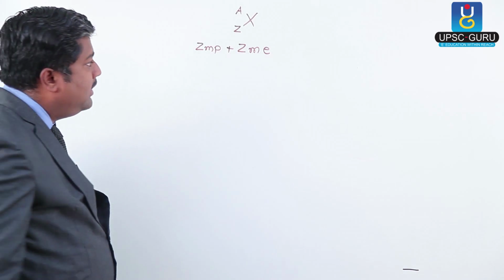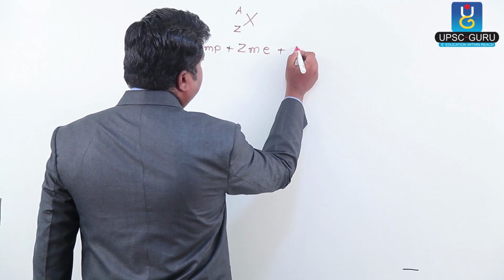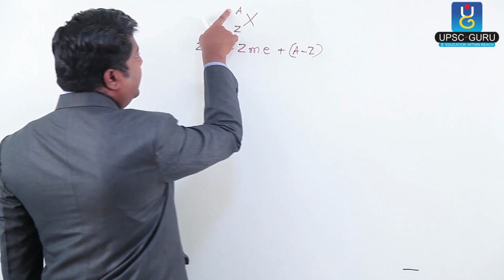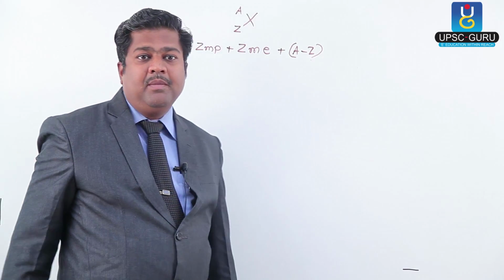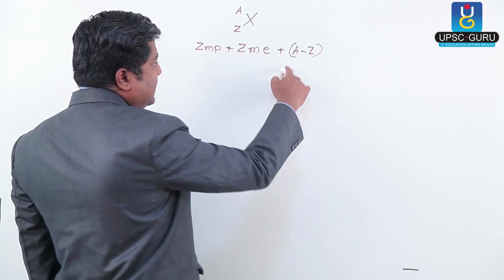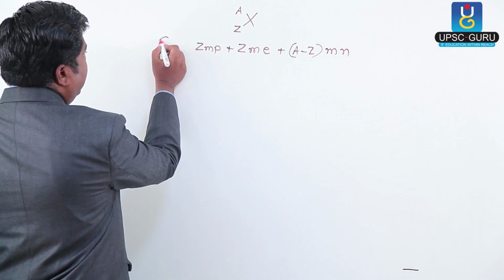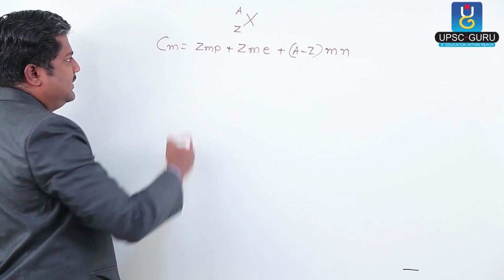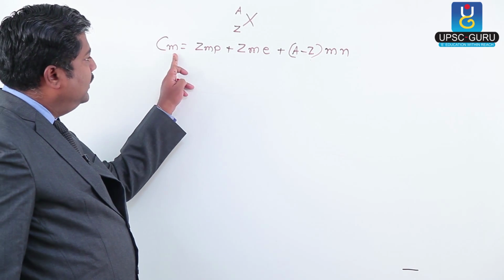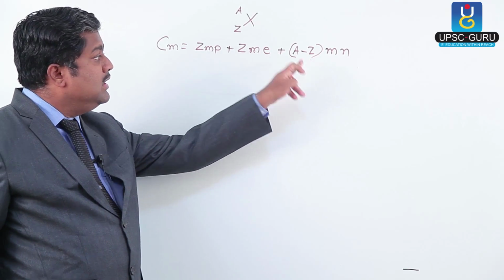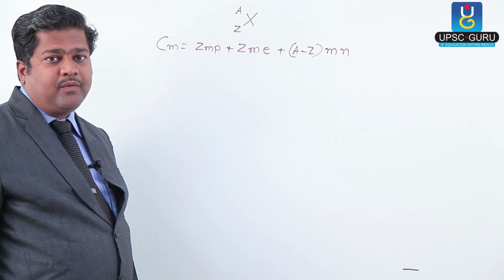So that is also Z plus A minus Z. Why A minus Z? Because A minus Z is giving me the number of neutrons. So A minus Z into the mass of neutron. So this is my calculated mass. So I am simply saying the calculated mass is equal to Z into the mass of proton plus Z into the mass of electron plus A minus Z into the mass of neutron.